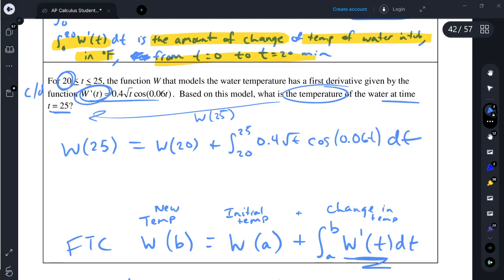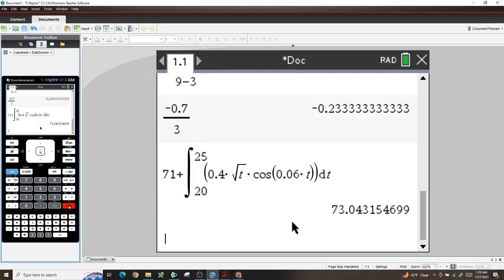And you're going to just type this into your calculator. And for w of 20, you're going to type in 71. If you want to write in 71 here instead, you can, but I'm not going to. I'm going to just use my calculator because it's quicker. All right, and so we type that in. We get 73.0432. And we will write that down.